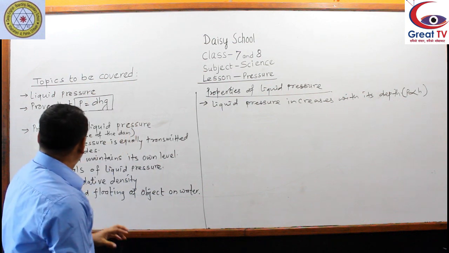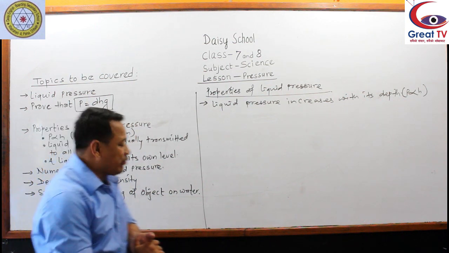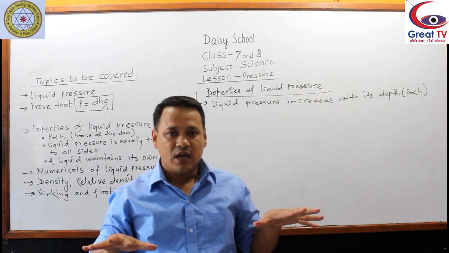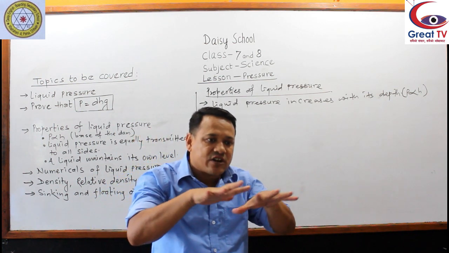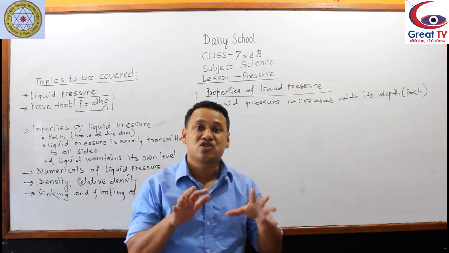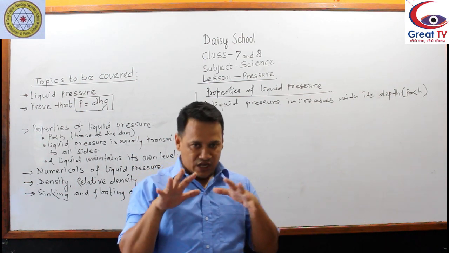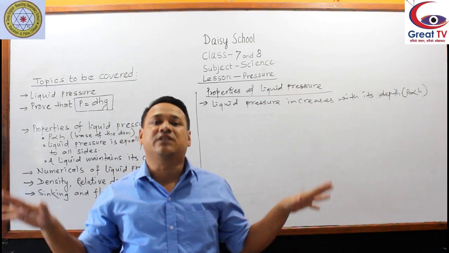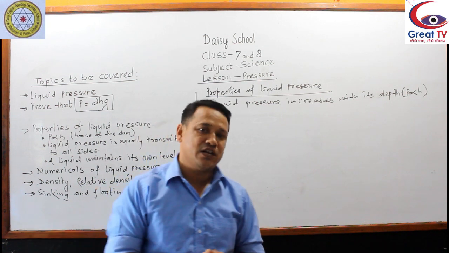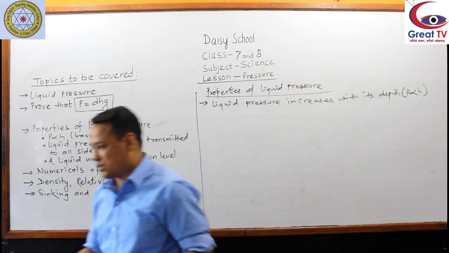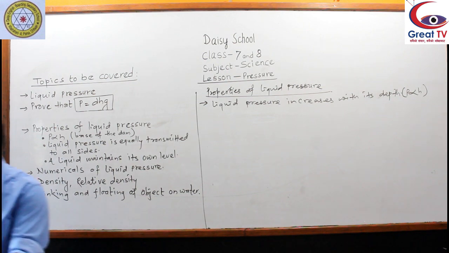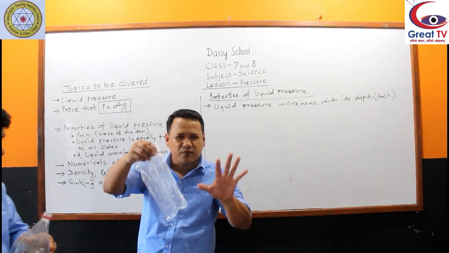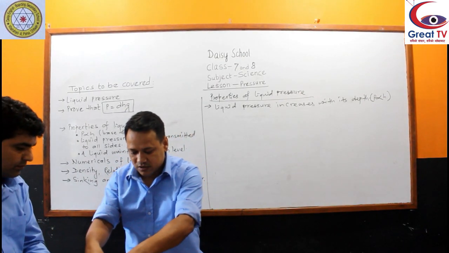Similarly, another one: liquid pressure is equally transmitted in all sides in an enclosed space. In an enclosed vessel, liquid pressure is transmitted equally in all directions, which can be proved by using another activity. So I have taken one polythene bag here. I have made a number of holes by using the compass needle.